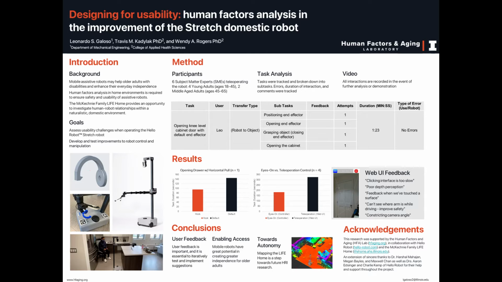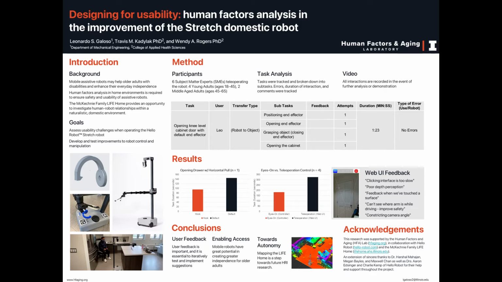So how we tested the robot is we had 6 researchers or subject matter experts across a spectrum of ages operating the robot either through a web interface or a handheld game controller. Various tasks around the home were tested and tracked in a spreadsheet. Within this task analysis, tasks were broken down into subtasks. Users' feedback was recorded. The number and type of error was tracked, and the duration of the interaction was measured.